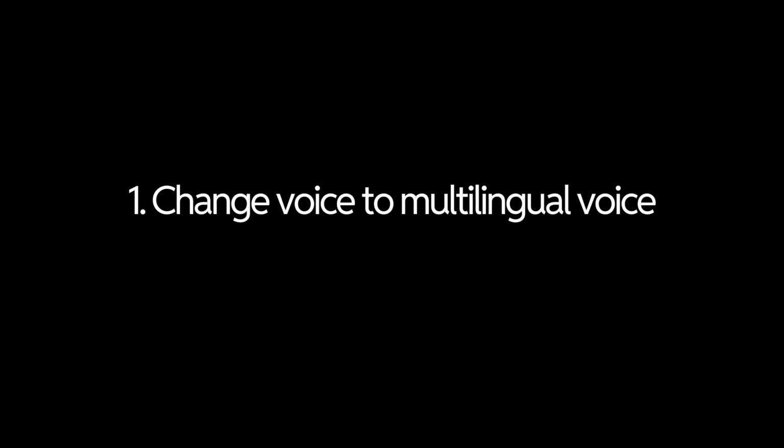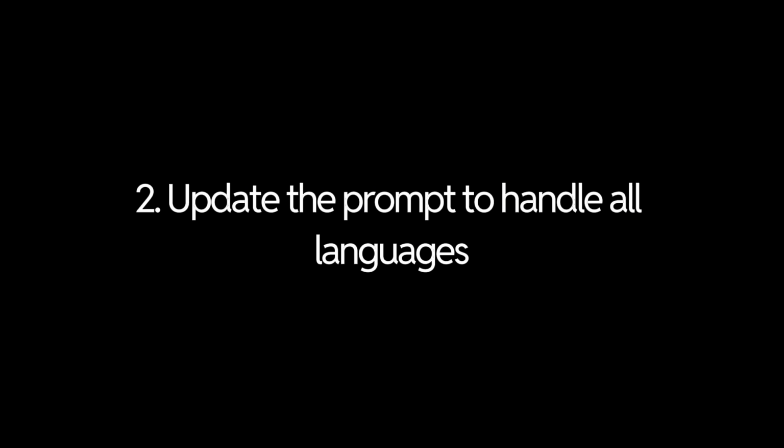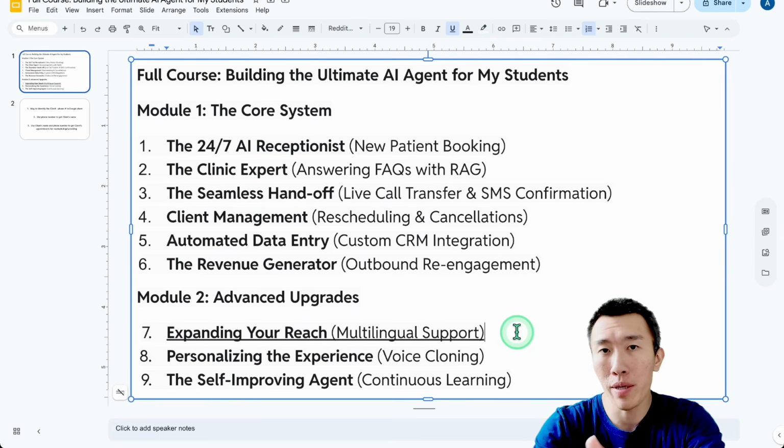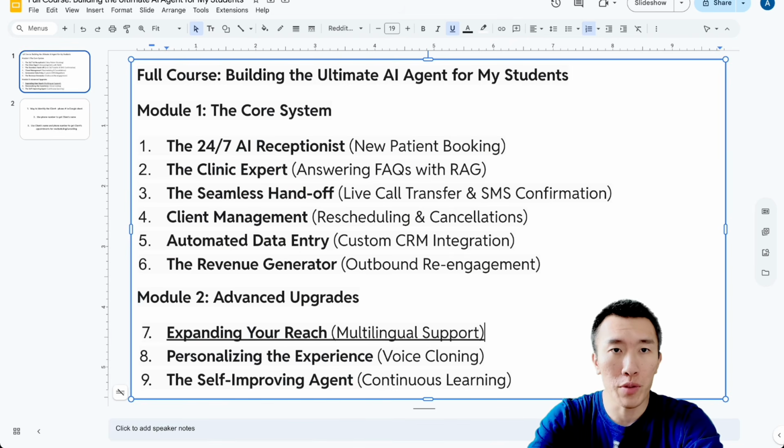We're going to change it to a multilingual voice. And second of all, we're just going to update the prompt so that we can tell our agent that it needs to be listening for a language and then basically using that language for the rest of the conversation. So let's go ahead and go over to VAPI.